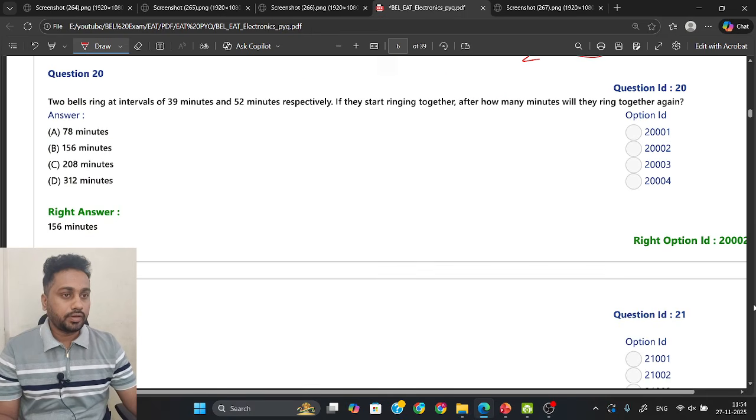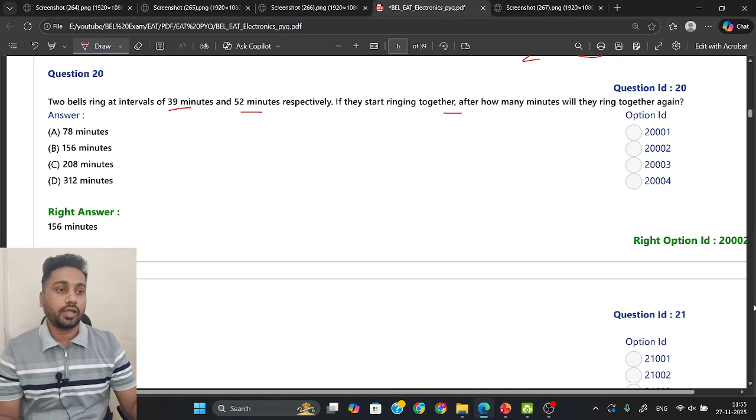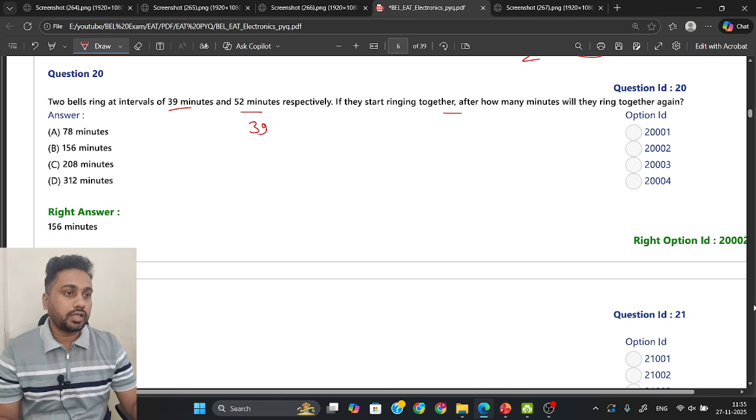Okay, now the next one is two bells. Two bells ring at intervals of 39 minutes and 52 minutes respectively. If they started ringing together, after how many minutes will they ring together again? Okay. So whenever you find a "together" question, that time you need to take the LCM. So this 39 and 52 you need to take LCM.